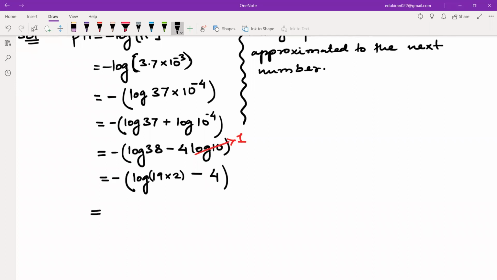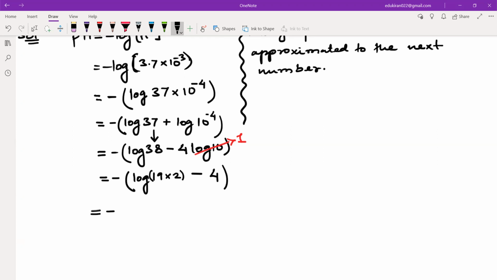Yes. Now again, do I know the log of 19? No, I don't know the log of 19. Now, this is how approximations work. Since initially you increased the number, now you can decrease the number to counterbalance it. Don't increase this once more.